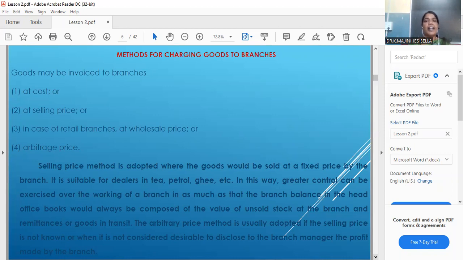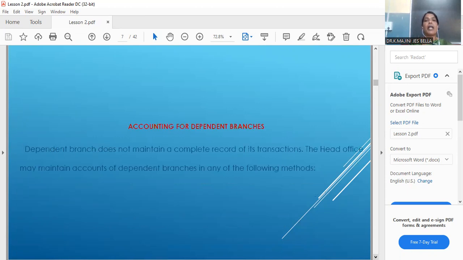In this way, greater control can be exercised over the working of a branch, in as much as the branch balance in the head office books would always be composed of the value of unsold stock at the branch and remittance or goods in transit. The arbitrary price method is usually adopted if the selling price is not known or when it is not considered desirable to disclose to the branch manager the profit made by the branch.